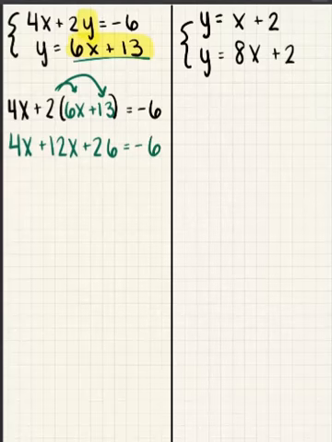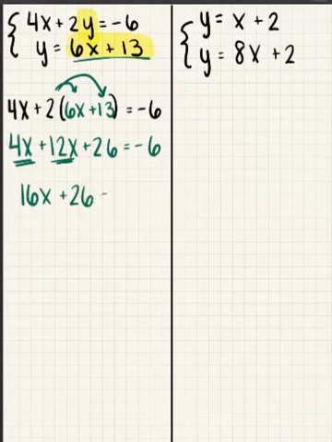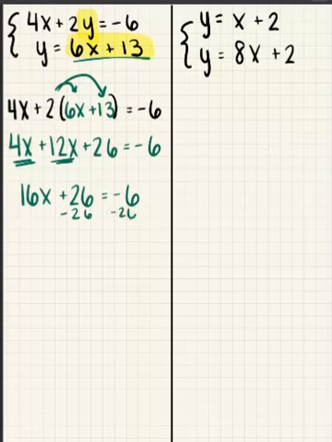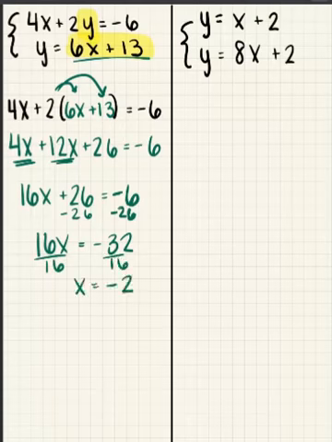I want to combine any like terms I have. I have x's over here that I can combine. So far, so good. I want to move the 26 to the other side by subtracting it from both sides, which leaves me with 16x is equal to negative 32. Remember, negative 6 minus 26 more, it's getting more negative, is a negative 32. Divide both sides by 16, and x equals negative 2.